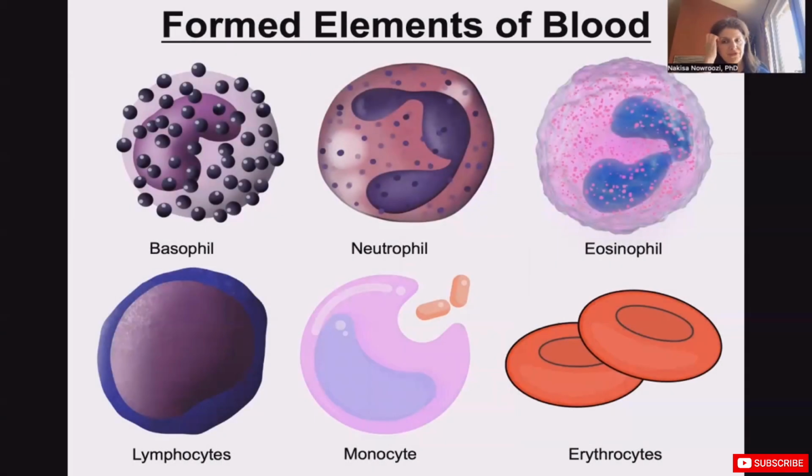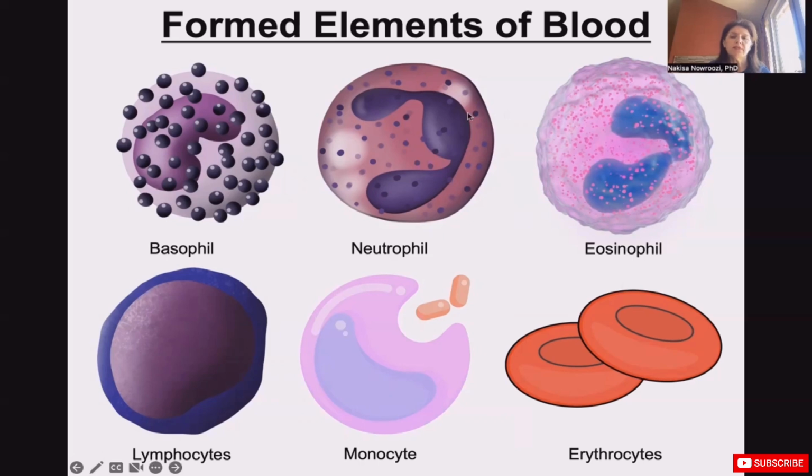Here I'm looking at formed elements of blood. These are the cells of the blood. Erythrocytes, or red blood cells, you have tons of them. They don't have nucleus. They look like life savers. These are important for carrying oxygen, bringing oxygen and nutrients to the different organs.